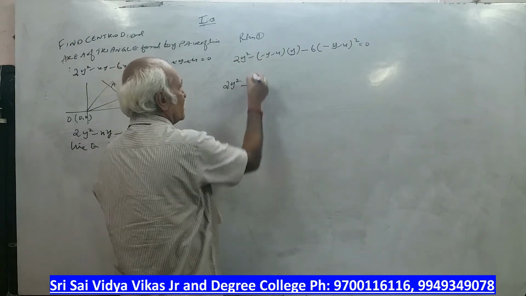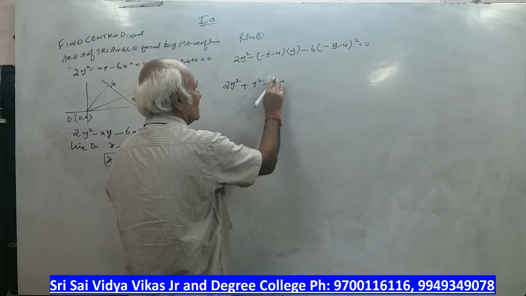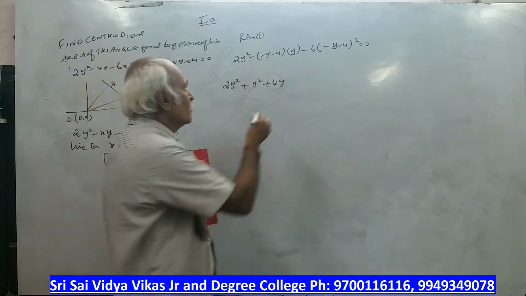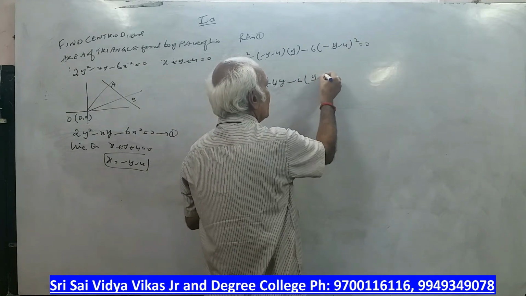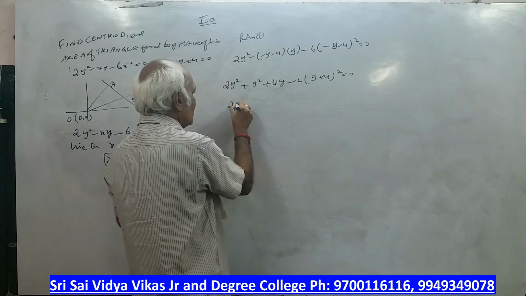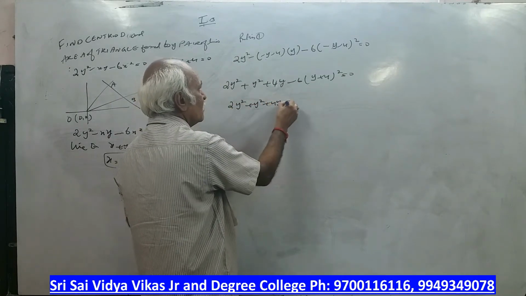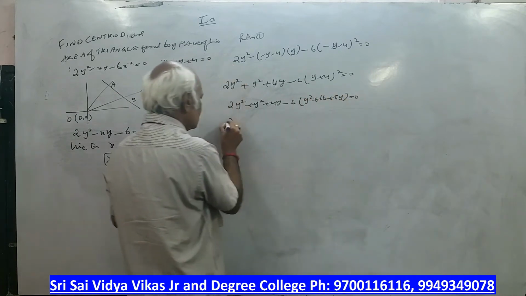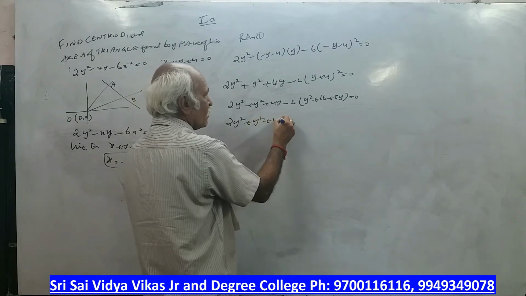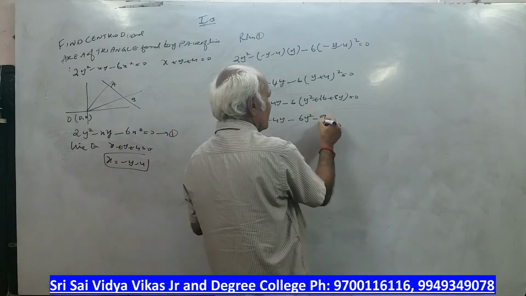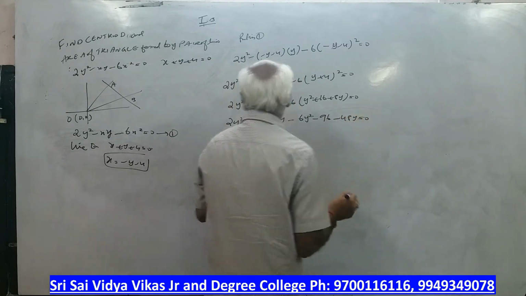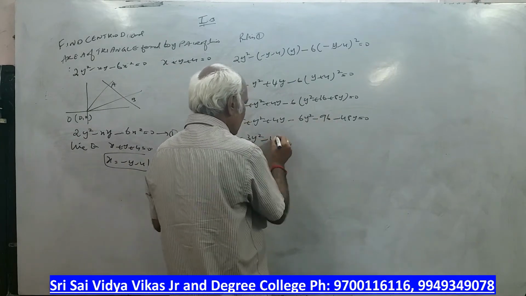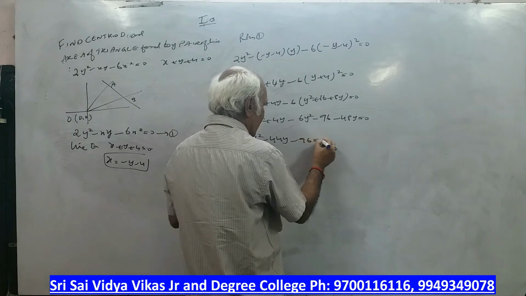2y square minus of minus plus y square plus 4y. Minus of minus is plus, minus of minus is plus. So minus 6 into, both minus you remove, it becomes y plus 4 whole square is equal to 0. Minus 6y square minus 96 minus 48y is equal to 0. 3y square, 6y square minus 3y square, minus 44y minus 96 is equal to 0.